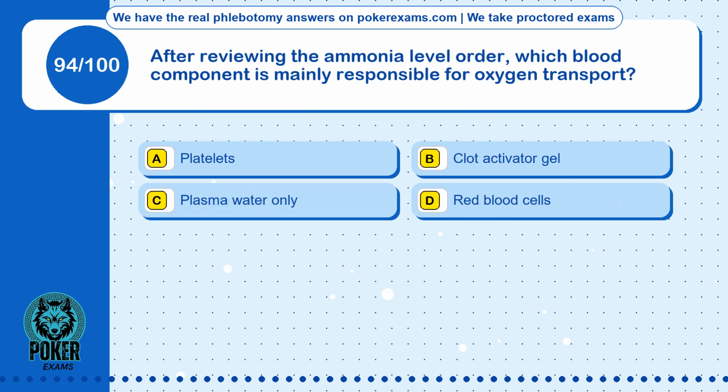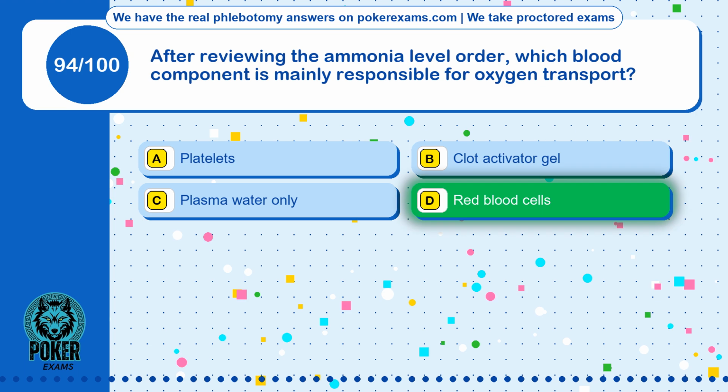Question 94. After reviewing the ammonia level order, which blood component is mainly responsible for oxygen transport? Option A, platelets. Option B, clot activator gel. Option C, plasma water only. Option D, red blood cells.